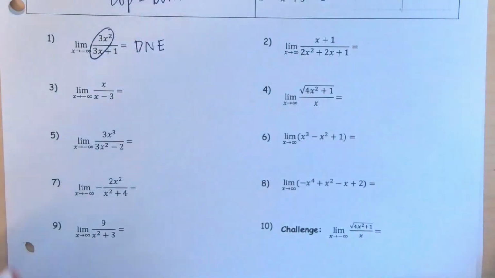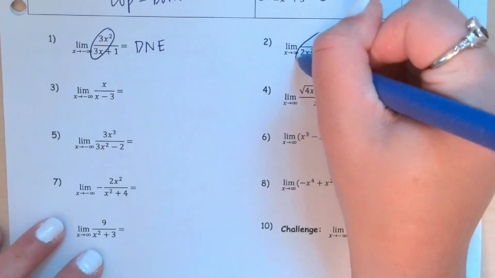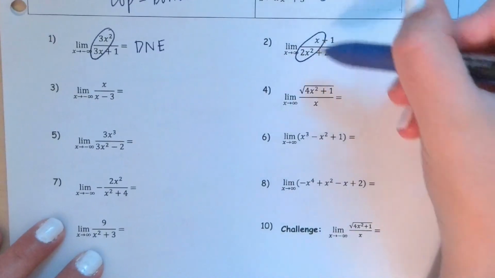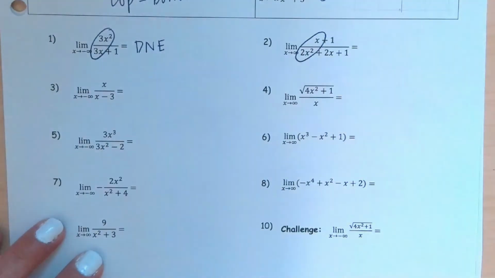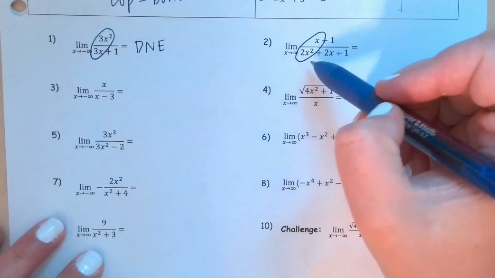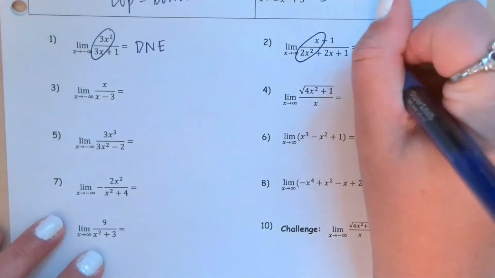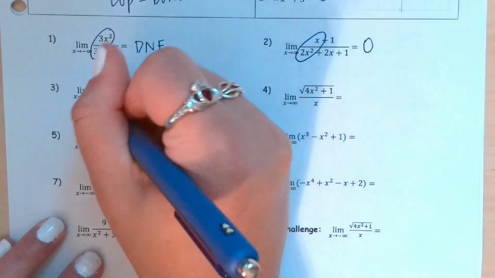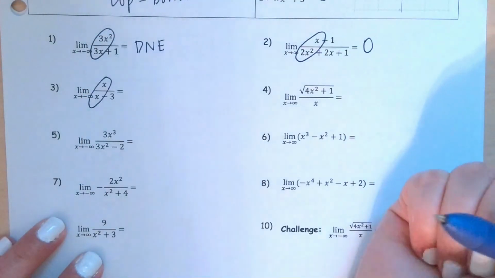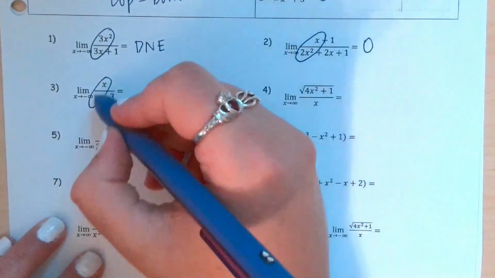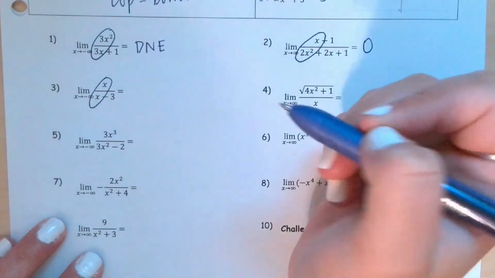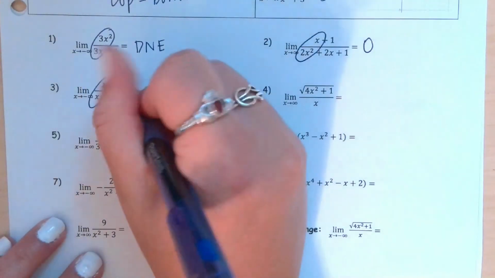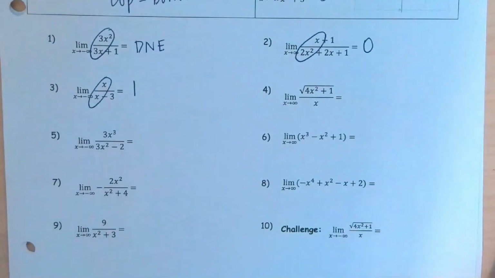We'll go over to this side. This next one, we circle the highest degrees. This is an x to the first up top and an x squared on the bottom. So since our denominator is bigger, that means our limit is going to equal 0. Number 3, we have x to the firsts on both the top and bottom. So our limit is just going to be leading coefficient over leading coefficient. Lucky for us, both of these leading coefficients are just 1. So that's just going to equal 1.